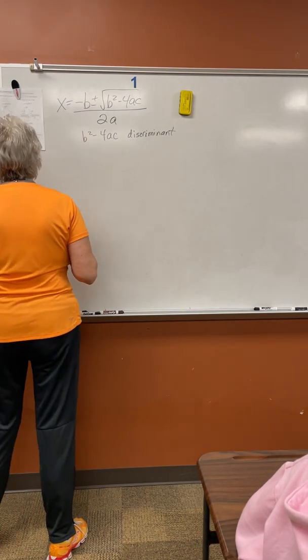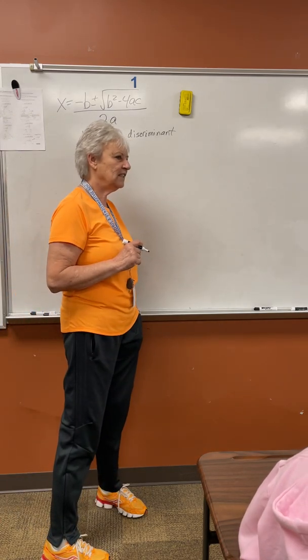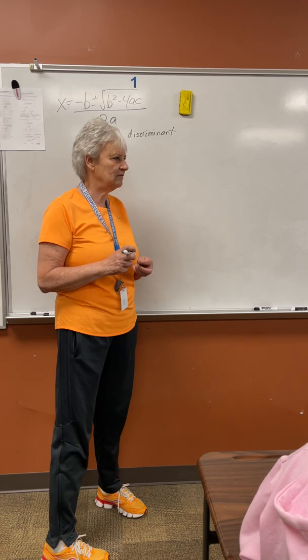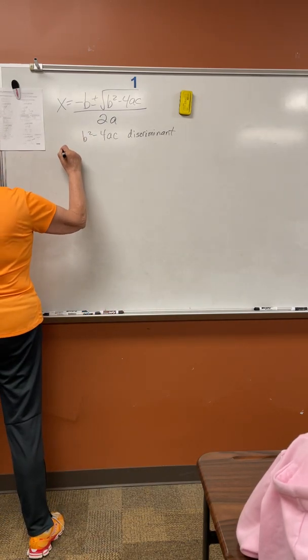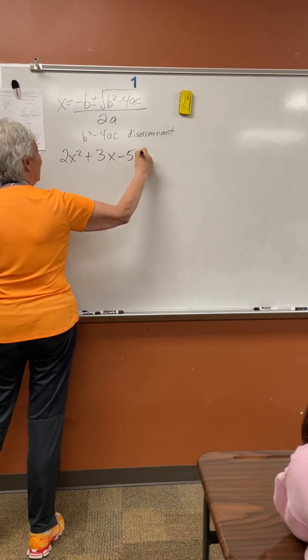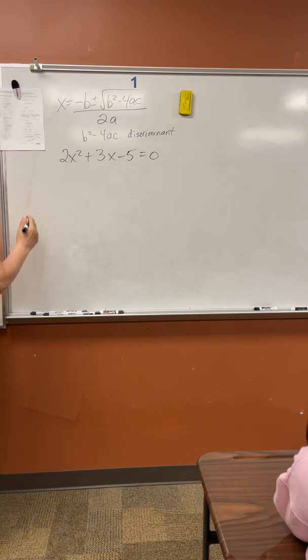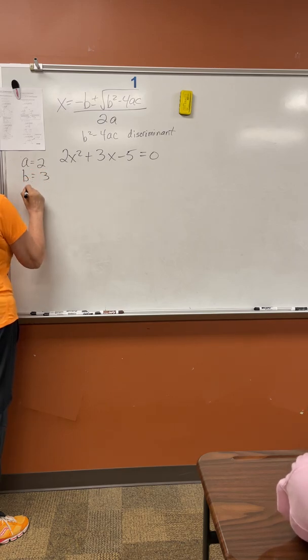Would it be the square root of b squared? No. It's just b squared minus 4ac. Do not do the square root. Okay? All right. So let's take an equation: 2x squared plus 3x minus 5 equals 0. What's a? 2. What's b? 3. And what's c? Negative 5.